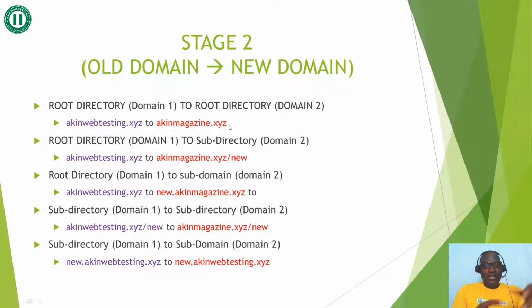Now the second division under this is for us to move from a root directory, domain 1, to a subdirectory in domain 2. That means we are moving from akinwebtesting.xyz to akinmagazine.xyz/new. Third, we are moving from a root directory of domain 1 to a subdomain on domain 2. Also, we are moving from a domain 1 subdirectory to a subdirectory on domain 2. And the last one on this stage, subdirectory on domain 1 to subdomain on domain 2.